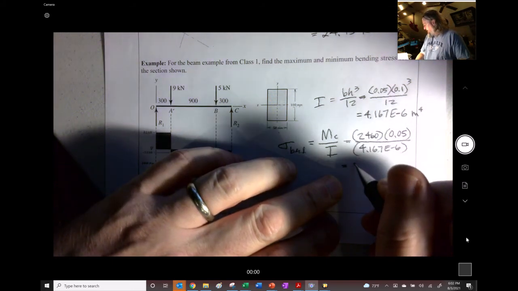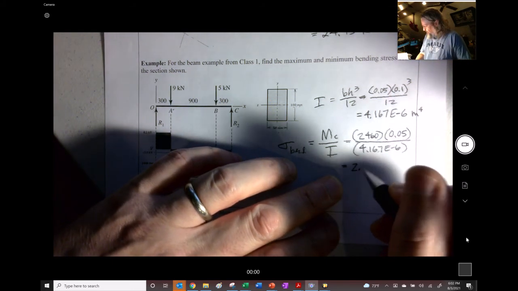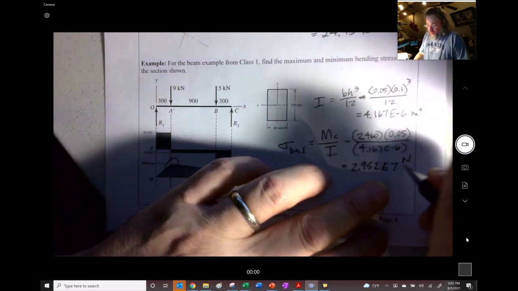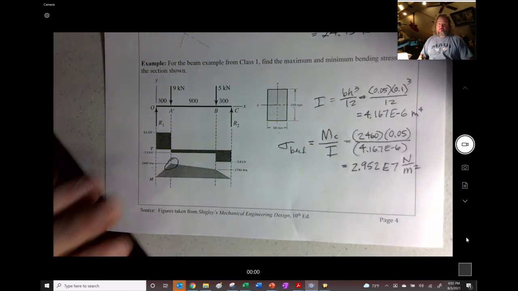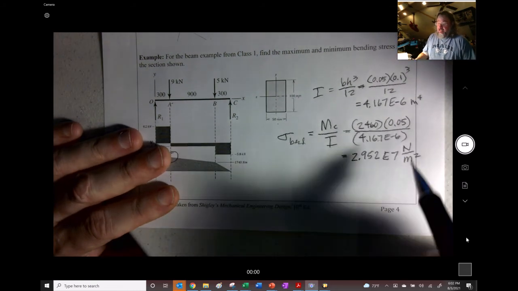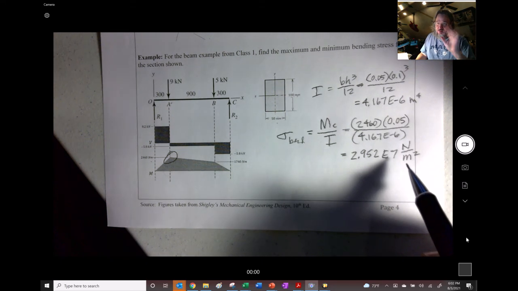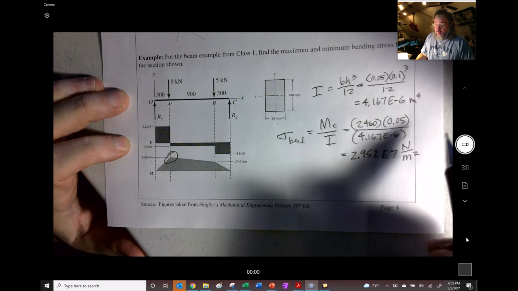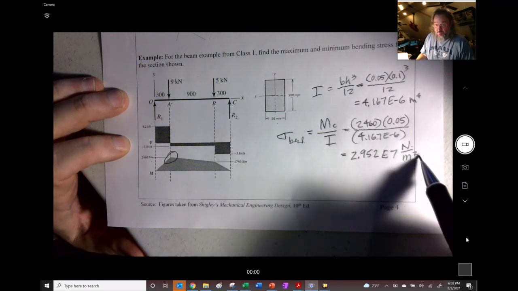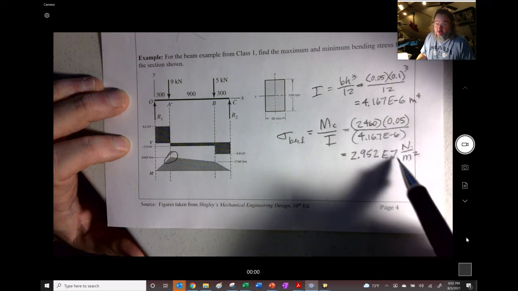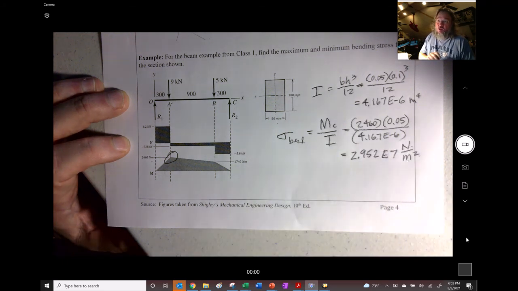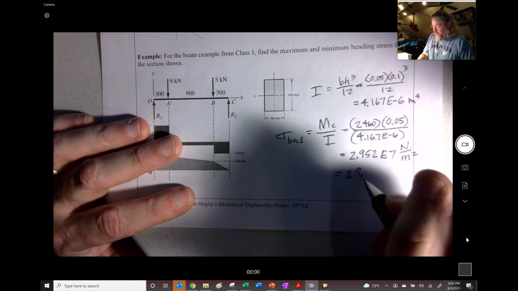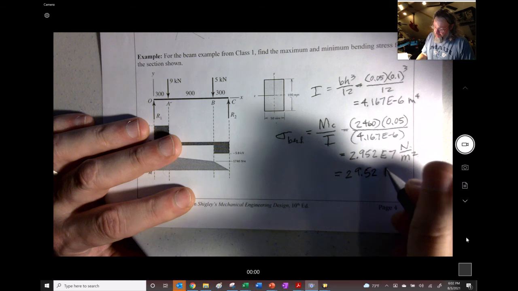So when we end up with an answer of this, we get 2.952 e to the 7 Newtons per meter squared. But the regular stress units that we use are pascals, which is defined as a Newton per meter squared. And because we're almost always over a million, we almost always use megapascals to report. So the answer is 29.52 megapascals.